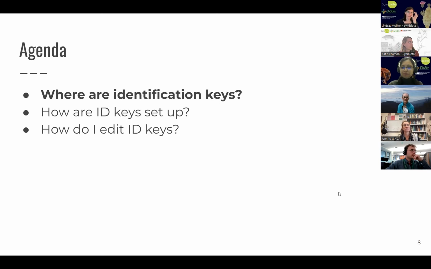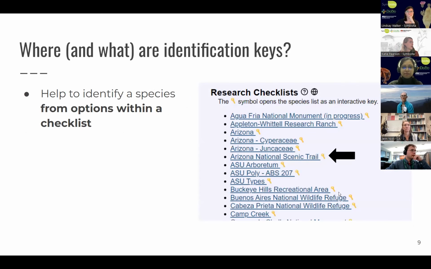Okay, so let's talk about what identification keys are and where you can find them. They are ways that you can narrow down what species you are looking at, say if you had a sample in front of you, based on options within a checklist. So identification keys are only found within checklists, and that can be dynamic checklists, or it can be pre-built checklists.